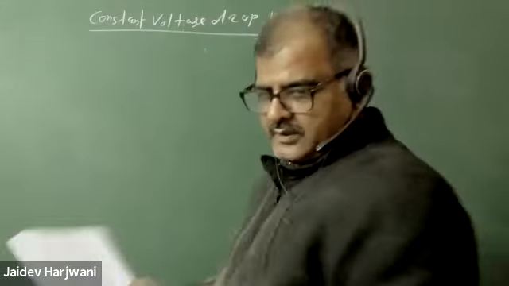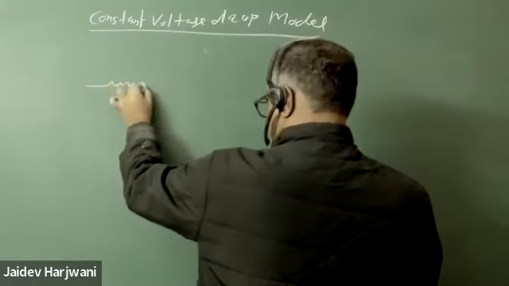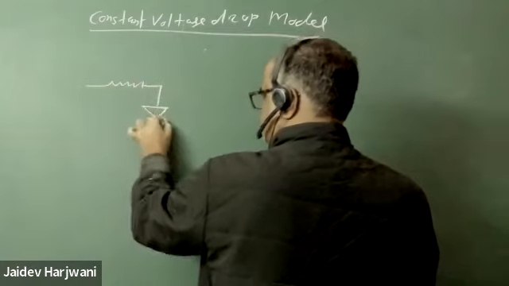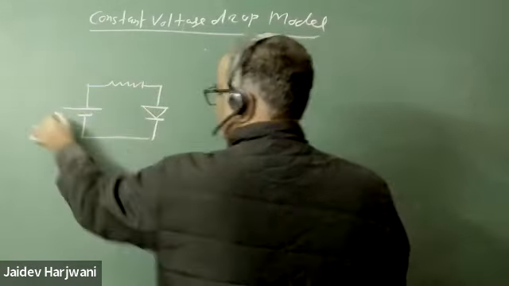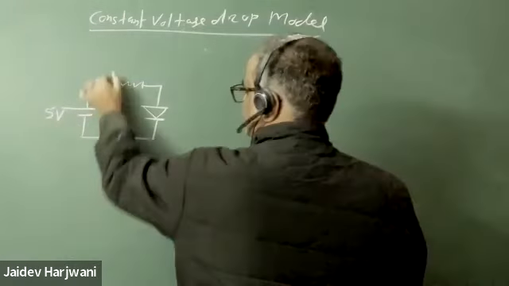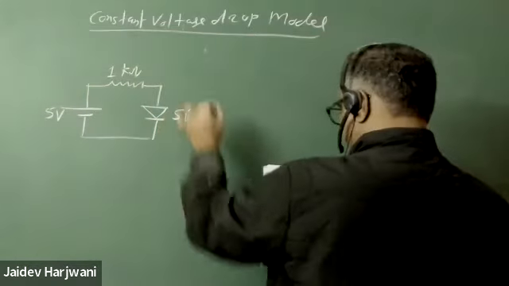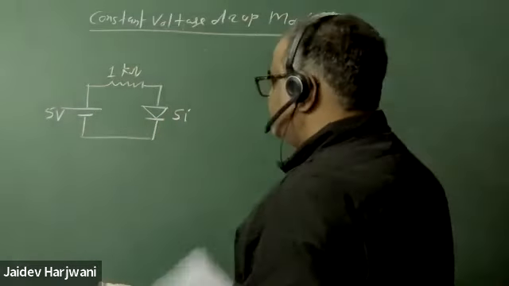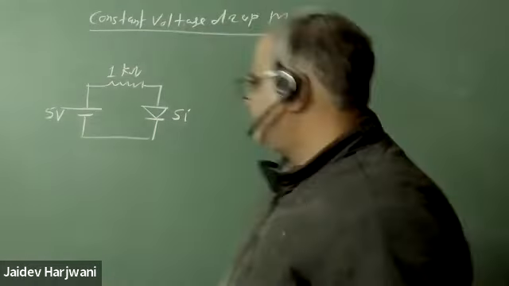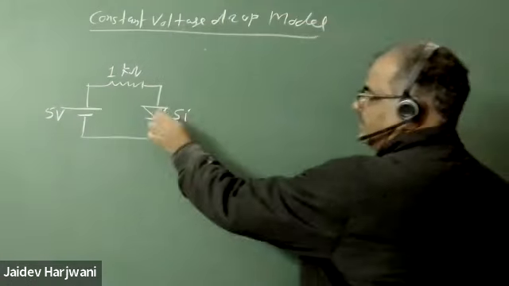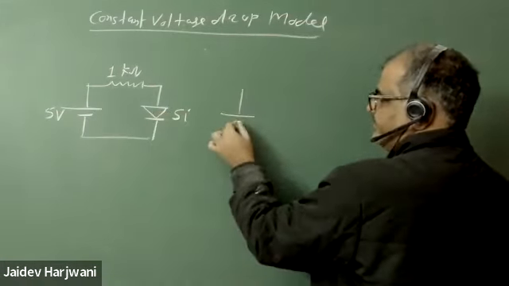So you have been given a resistor and a 5 volt source, and you have 1 kilo ohm, and the diode is silicon. Silicon means here 0.7. First you have to check how much open circuit voltage is coming, so make the diode open.